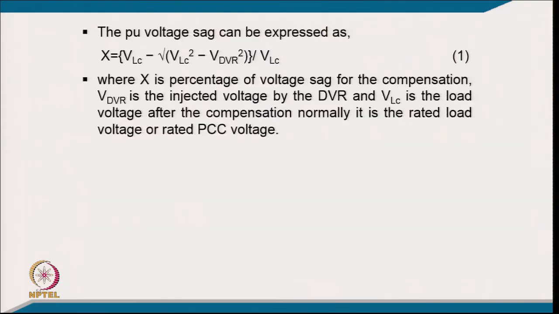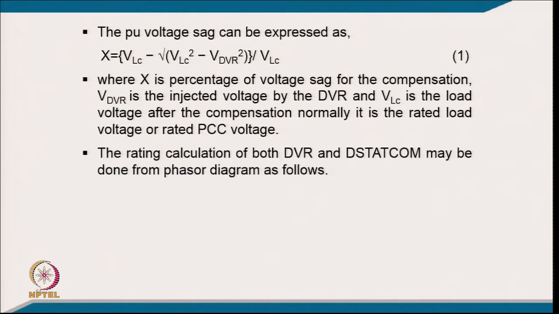As for the rating for voltage sag compensation, the per unit voltage sag can be expressed as X equals VLC minus the square root of VLC square minus VDVR square, upon VLC, which we can compensate depending upon the rating of the DVR. X is the percentage of voltage sag for compensation, VDVR is the voltage injected by the DVR, and VLC is the load voltage after compensation. Normally, it is rated for the load voltage or the rated PCC voltage.